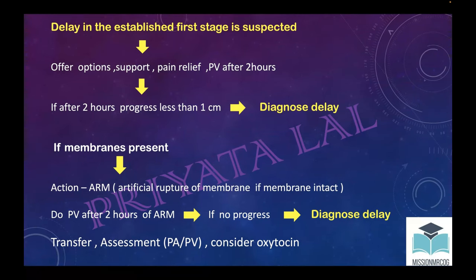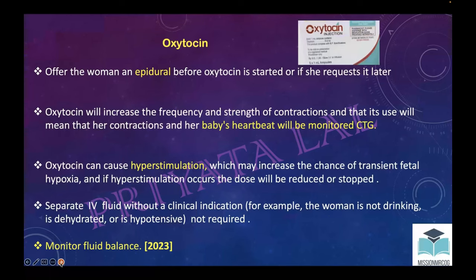And if delay is diagnosed, then if the patient is in a midwifery led unit, your answer will be transfer. Or if you are in an obstetric unit, then you reassess the patient, PA and PV, and consider oxytocin. That will depend on your contractions. Now say something about the oxytocin. Here a few changes are there.